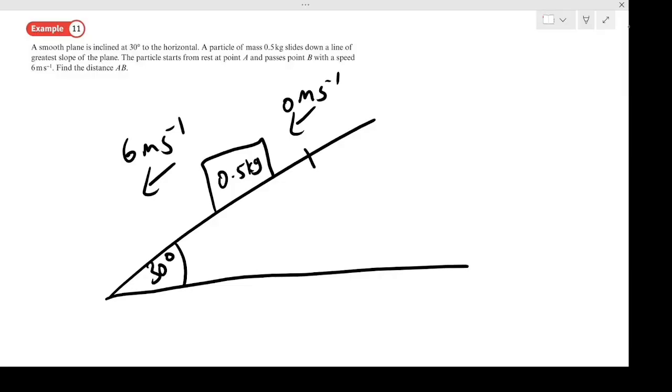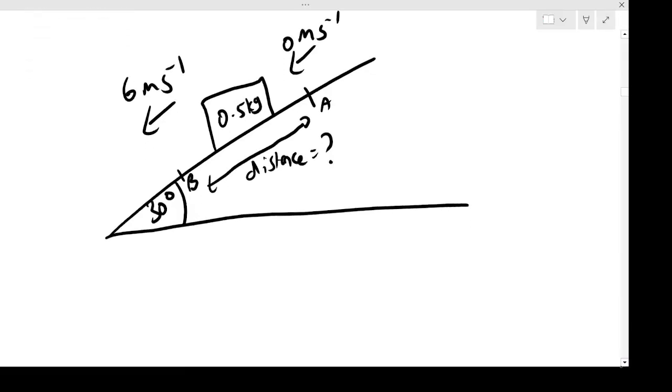So if I say that's A and that's B, what is this distance here? In other words, what's the distance travelled essentially? Now, what can I do here?